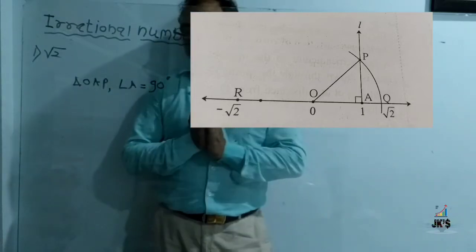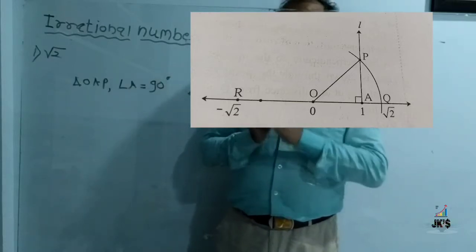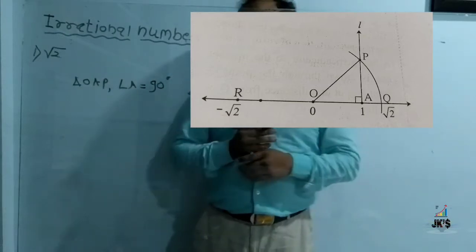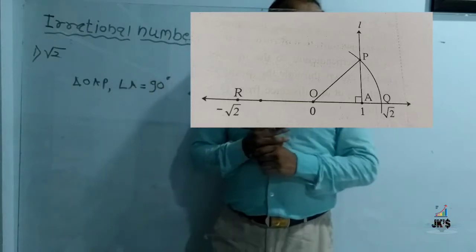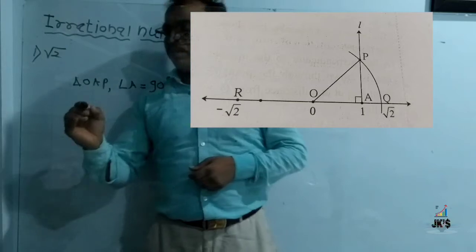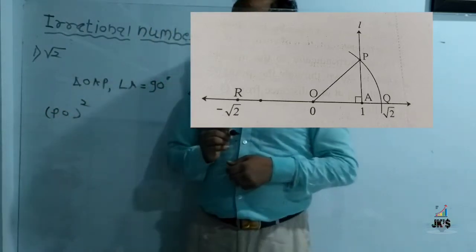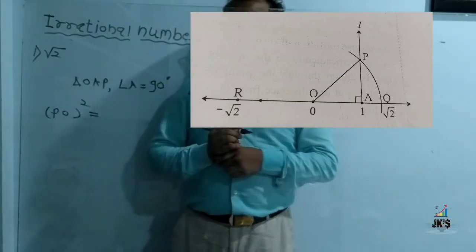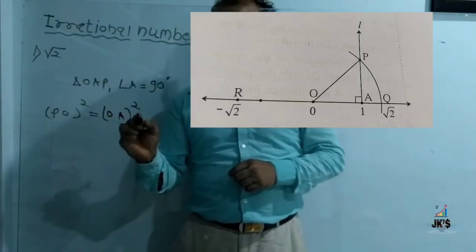And we know that in a right angled triangle, we have to apply the Pythagoras theorem. So what is the Pythagoras theorem? The square of the hypotenuse is equal to the sum of the squares of the perpendicular sides. Means OP square, or PO square, equals OA square plus AP square.